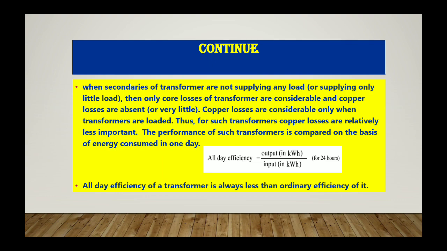The performance of such a transformer is compared on the basis of energy consumed in one day. So, the all-day efficiency equals output in kilowatt hour by input in kilowatt hour for 24 hours. So, that is the all-day efficiency. And the all-day efficiency of a transformer is always less than its ordinary efficiency. Okay. So, that is all about the losses and efficiency of a transformer.